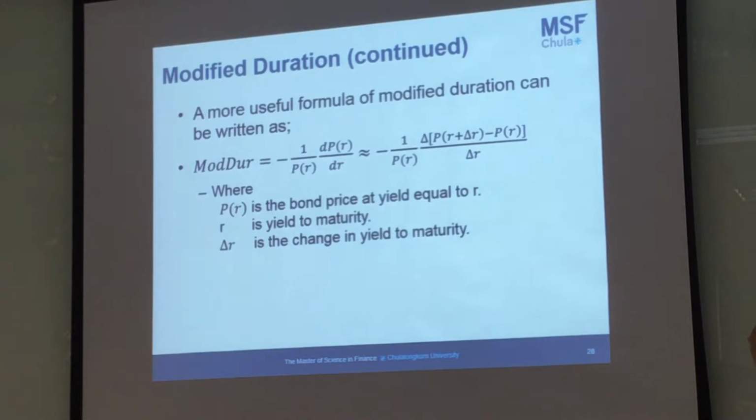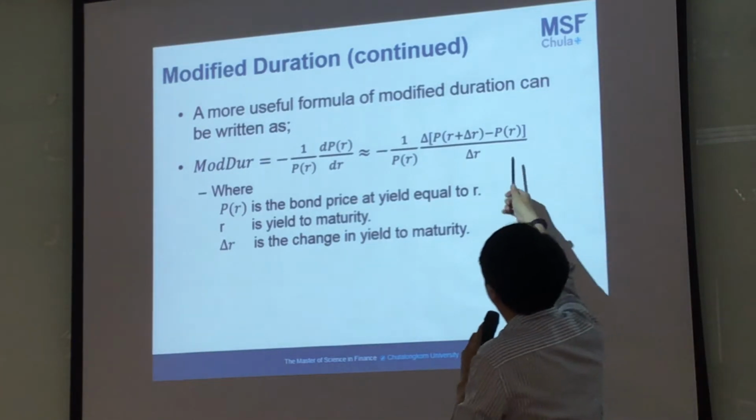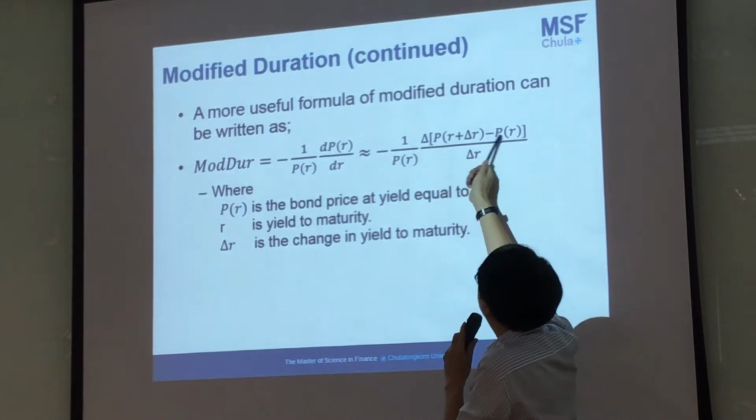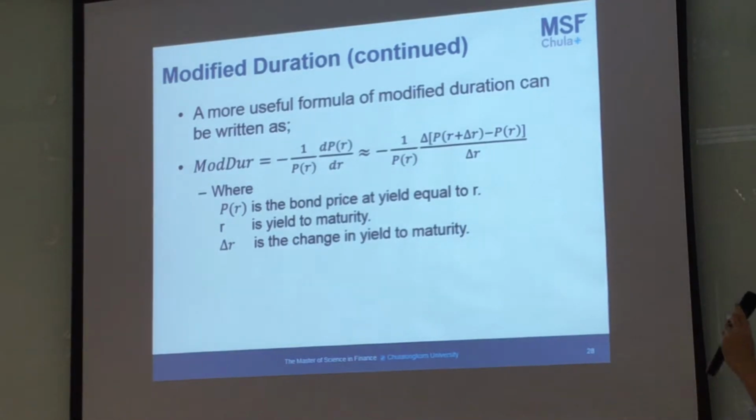The modified duration can be written as this formula. You can see that basically the modified duration is equal to 1 over P, where P is the price of the bond, multiplied by the first derivative of the price of the bond with respect to the yield. Or in the discrete formula, it's just the difference in the bond price given the change of the yield, over the change of the yield, and then divided by the price of the bond.